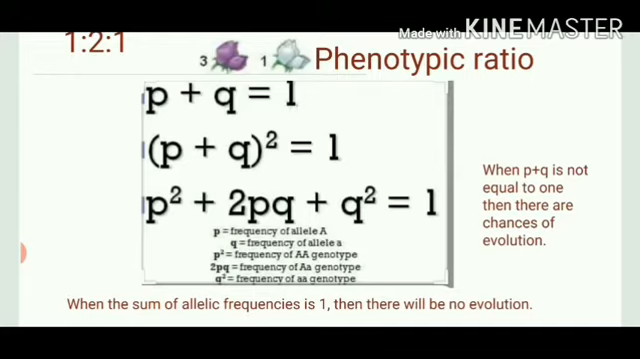So when the sum of allelic frequency is equal to 1, then there is no evolution. But when the sum is not equal to 1, means the ratios are changing, something new hybrid is being formed, then there are chances of evolution. So let's study what are the different factors which are responsible for evolution to occur.